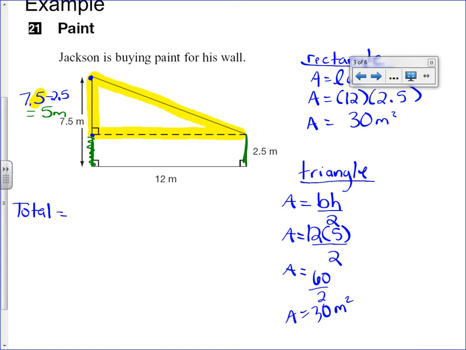Good. Why do I add them? Yeah, they're both part of it. These shapes are beside each other, not on top. So I write the totals 30 plus 30, which gives me 60 meters squared. Anyone have any questions with that? That's area and perimeter of composite figures that we've just went over.